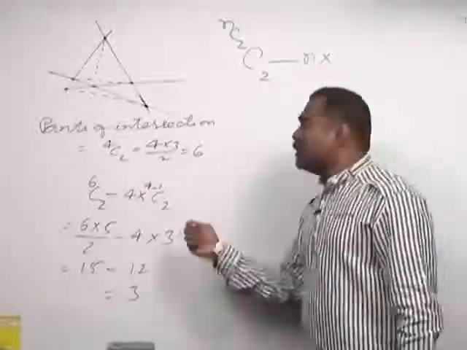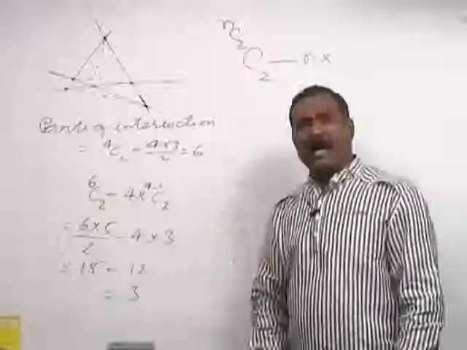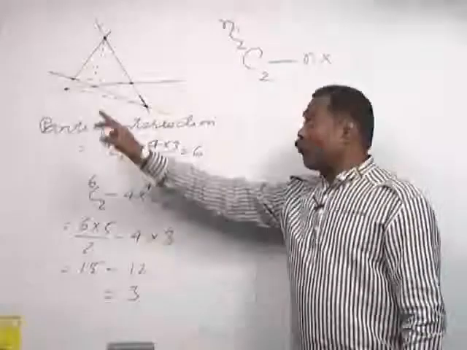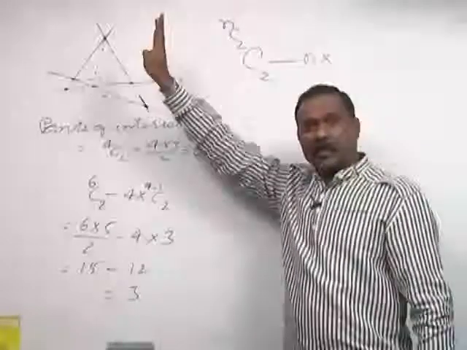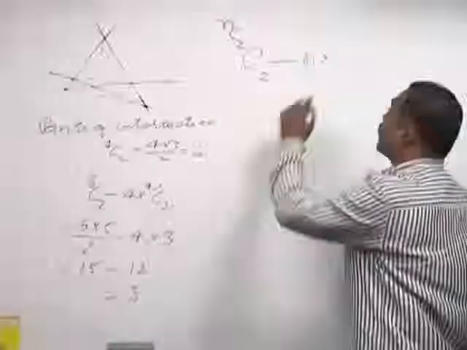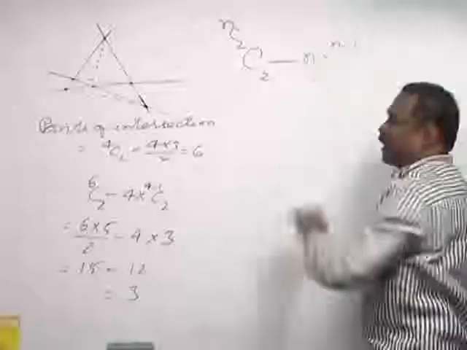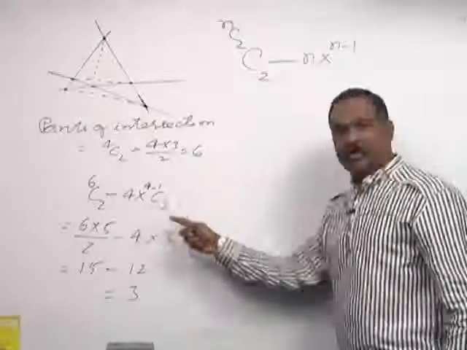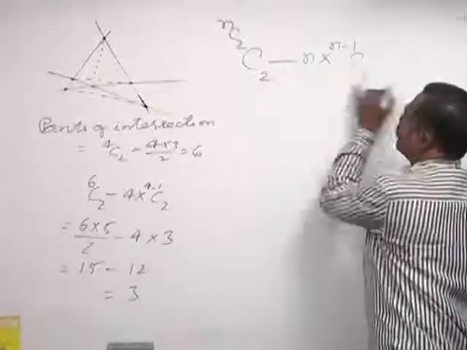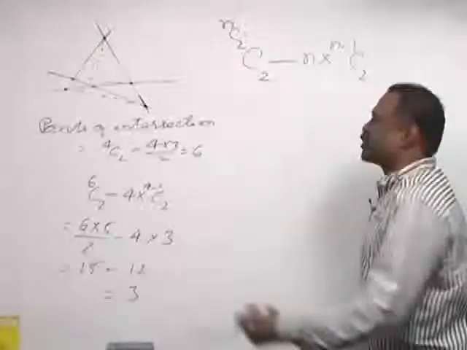Each line intersects the remaining lines. That means, because 4 lines are there, this line intersects the remaining 3 lines. That means n lines will intersect n minus 1 lines. And from that, how many points are to be chosen? n minus 1 C2. This is to be simplified now.